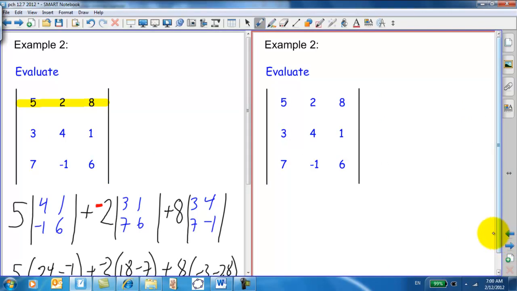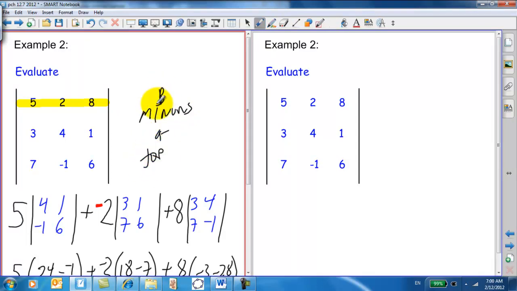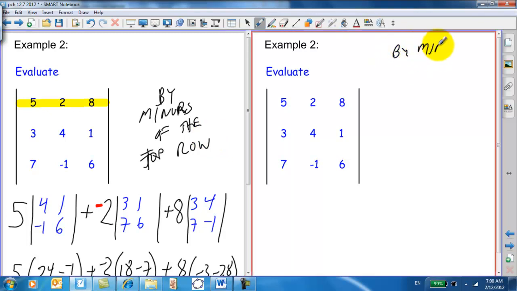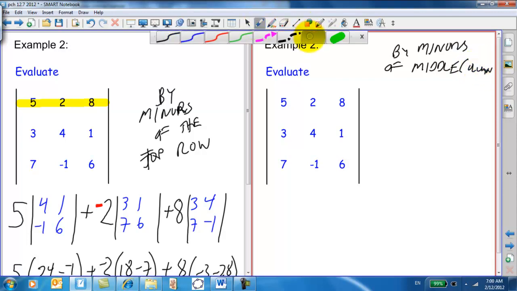Okay, in example 2, I'm going to evaluate the same matrix again, but by a different row or column. This one was by minors of the top row. Now let's do this by minors of, let's do the middle column. So we want to expand by minors of this, like that. So let's see how that works out.